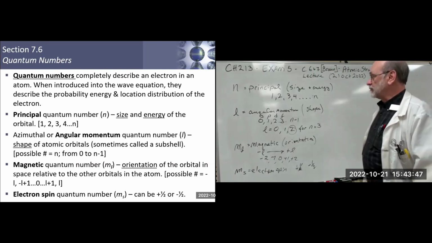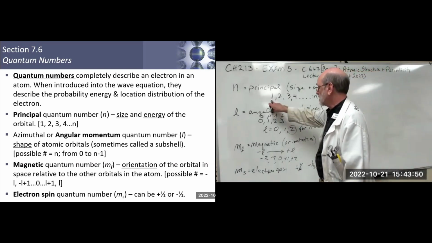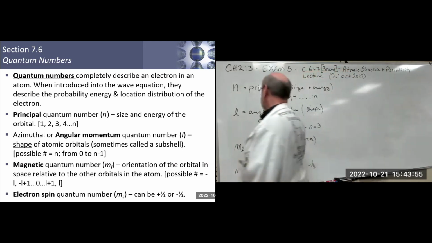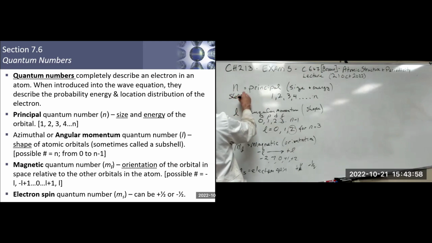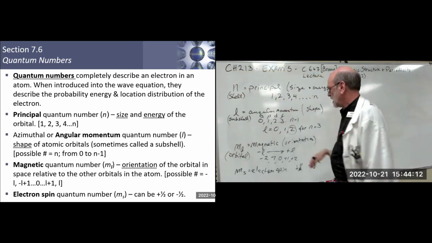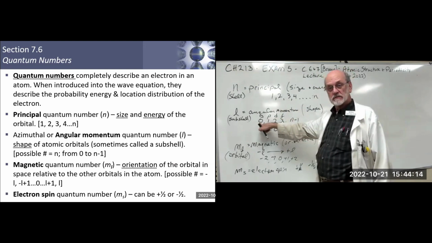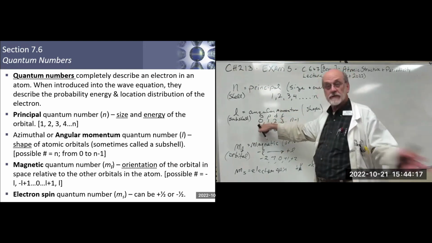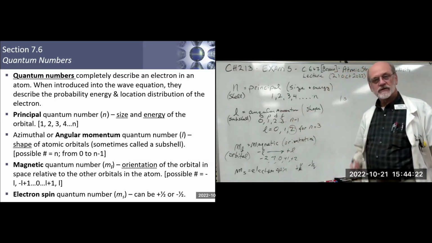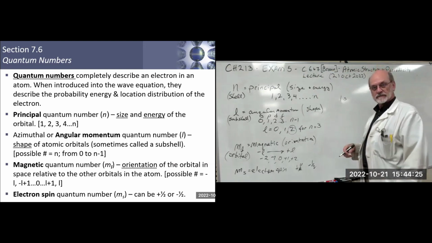Okay, so the lowest energy level would be this one, 1, and this is a shell. Some of your books say shell, subshell, and orbital. So if the shell is 1, that means that you can only have 0, right? Because n minus 1 is 0. That's as far as you can go. And this is an S. So 1s is your first and lowest energy level.